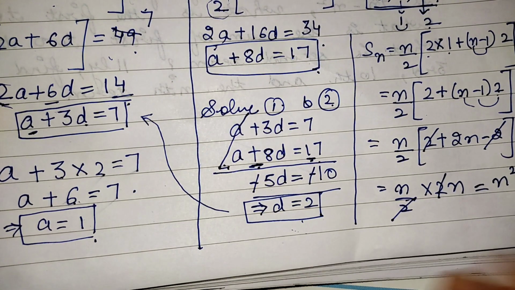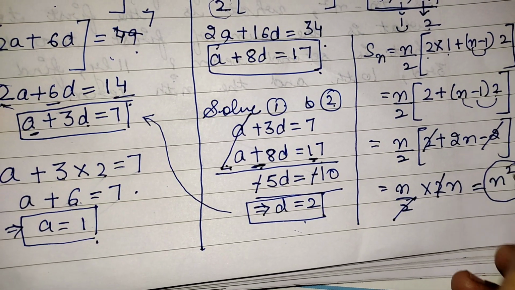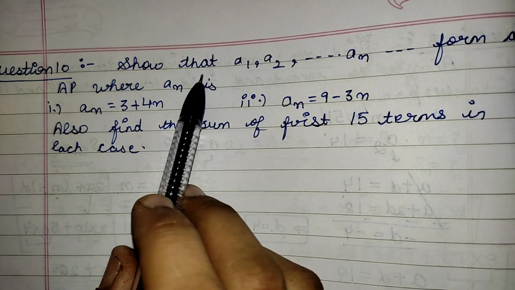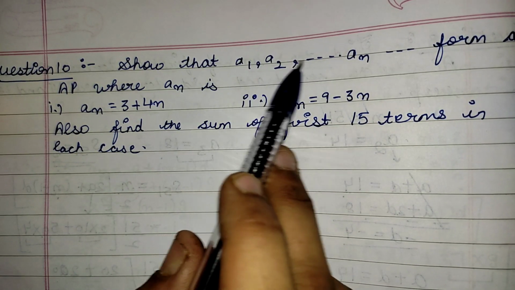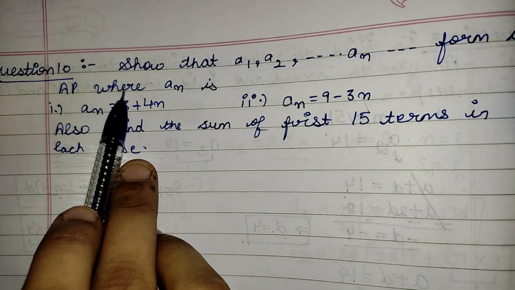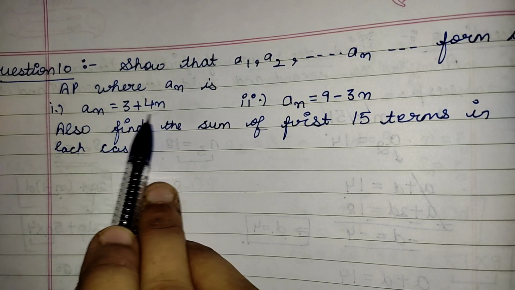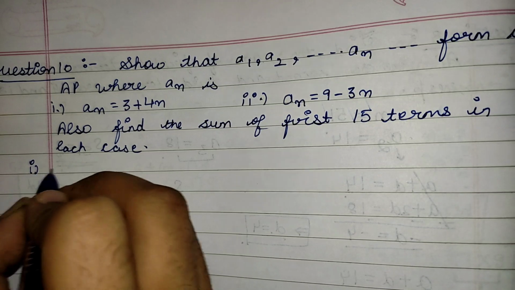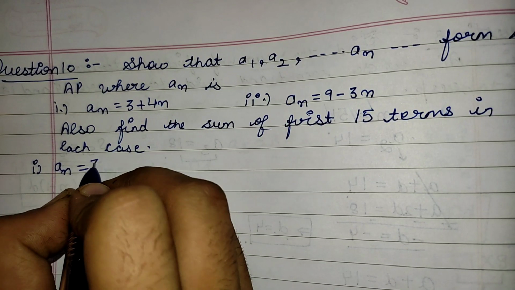Okay, so the sum of first n terms of AP is n square. Moving to question number 10, which says that show that A1, A2 up to AN form an AP, where AN is 3 plus 4n. So I have to tell whether this is forming an AP or not.